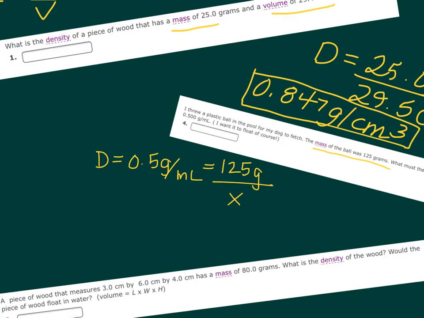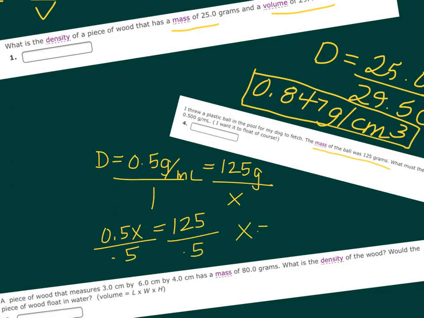So remember what I said, put a 1 under the density, and then you can cross multiply and divide. So you get 0.5x equals 125, and then you divide both sides by 0.5. And then you'll get your x. So the volume is 250, and this would be milliliters.